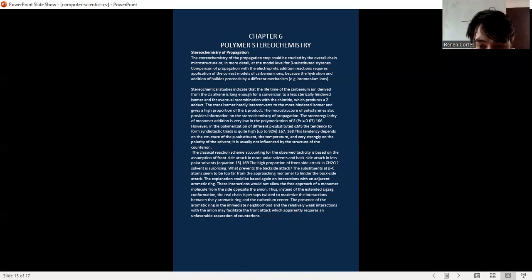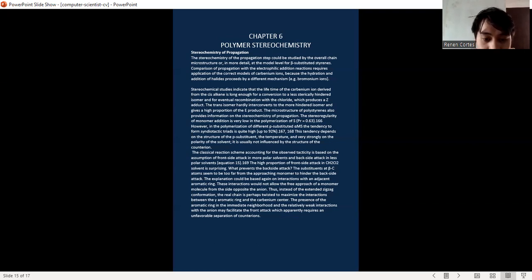The substituent at beta C atoms seems to be too far from the approaching monomer to hinder the backside attack. The explanation could be based again on the interaction with an adjacent aromatic ring. Thus, instead of the extended zigzag conformation, the real chain is perhaps twisted to maximize the interactions between the aromatic ring and the carbonium center.